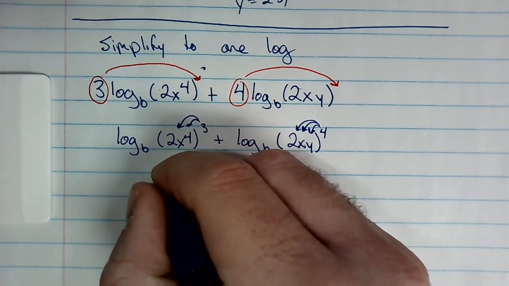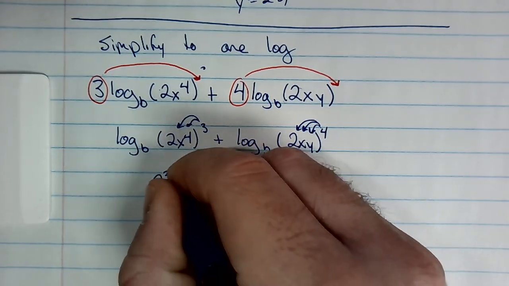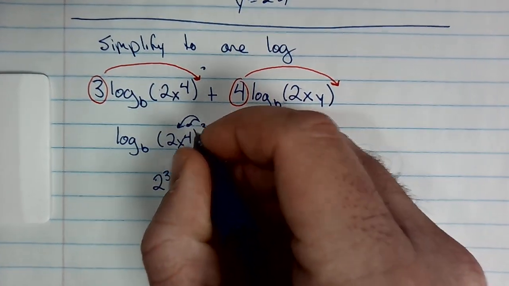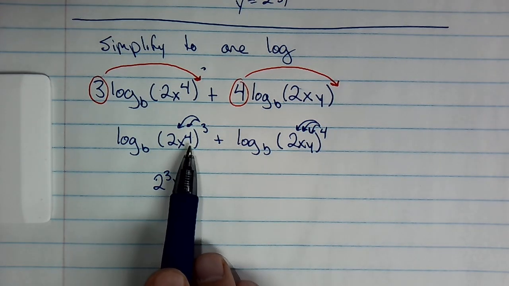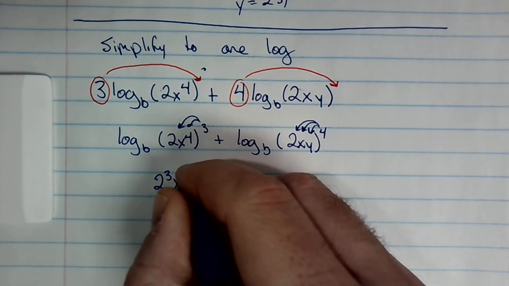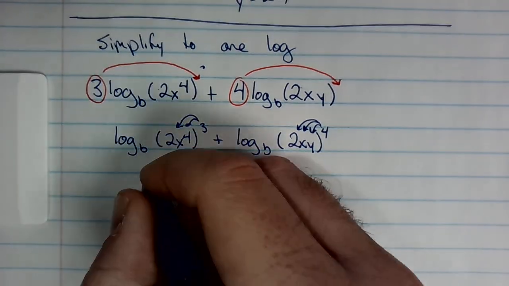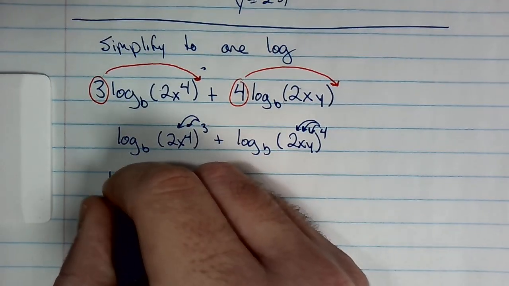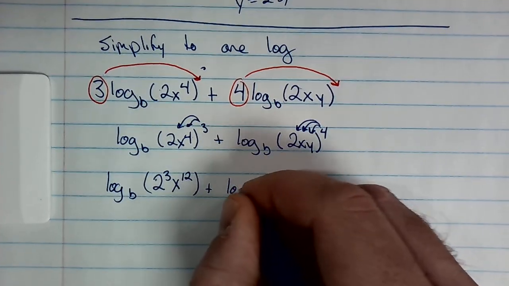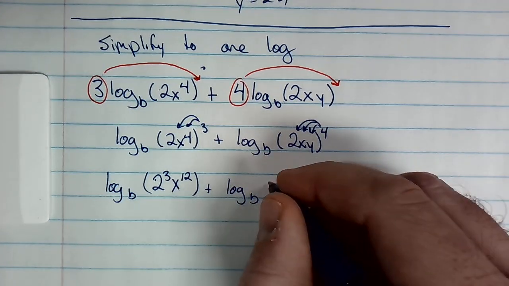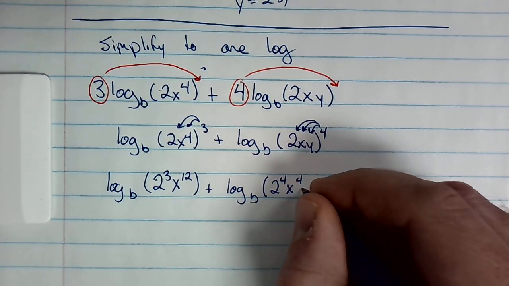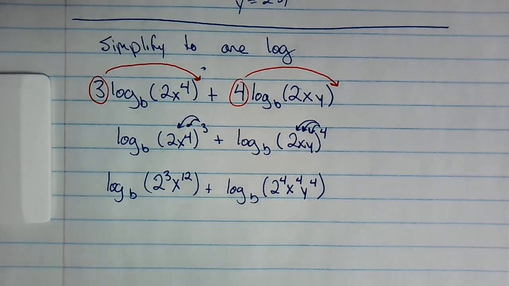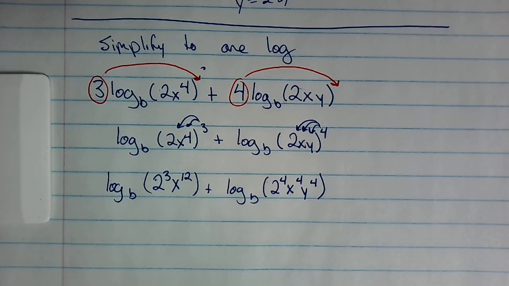So that'd be 2 to the 3rd. What do you do with your powers if it's a power to a power? That's x to the 4. That'd be x to the 12th. You have to multiply those. And that'd be 2 to the 4th, x to the 4th, y to the 4th, because they all have to get hit by it.